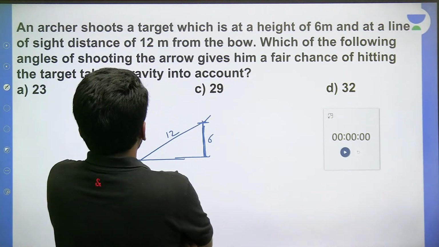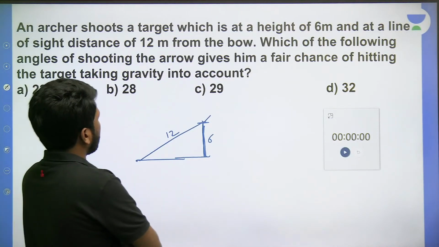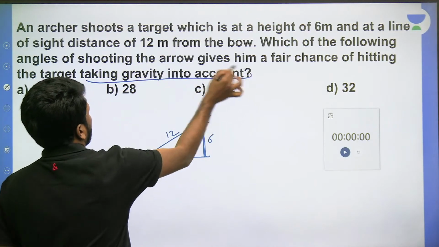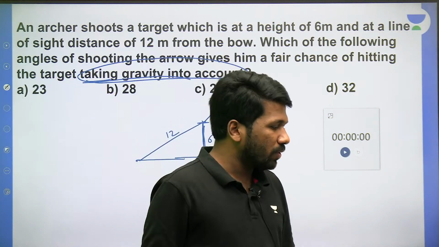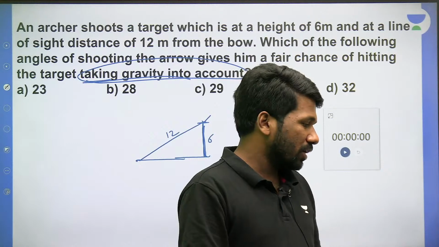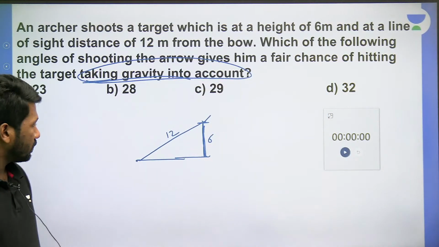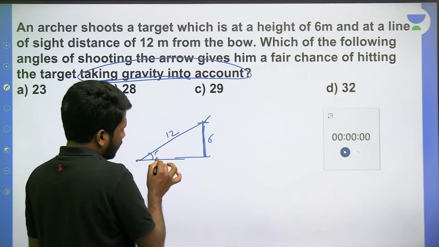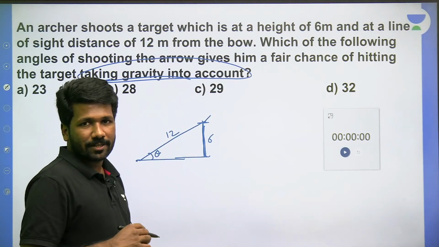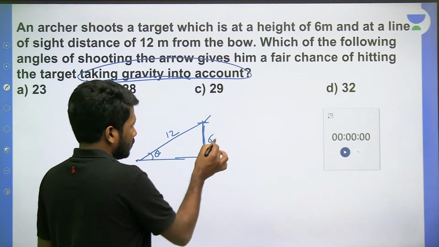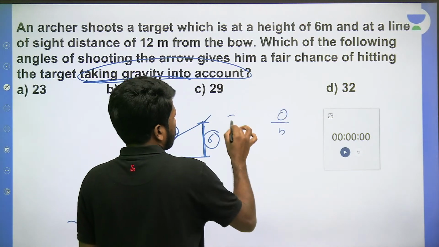From which of the following angles of shooting does the arrow give him a fair chance of hitting the target, taking gravity into account? First of all, let us avoid gravity. Not taking gravity into account, ideal situation. If there is no effect of gravity, what will happen? Let us understand. This theta is what you need to find. For this theta, this is the opposite side and this is the hypotenuse. Opposite by hypotenuse is what? Sin theta.